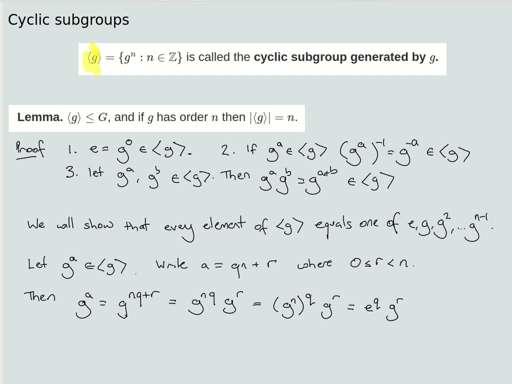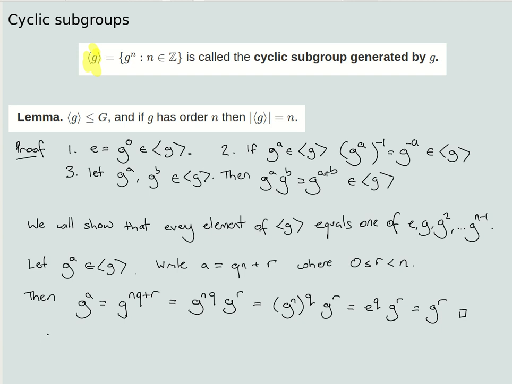But if you multiply the identity by itself, you get the identity. That's the definition of the identity. And if you take the inverse of the identity, again, that's the identity. So e to the power q, whatever q is, is just the identity again. So we have just here g to the r. Now look at what r was. It was some number between 0 and n. In other words, g to the r is one of the things on my list here. So this arbitrary element, g to the a, of our cyclic group actually equals g to the r, which is one of the things on this list. So we have done. Okay, we've completed our lemma.